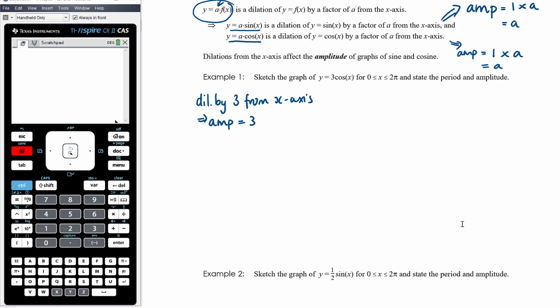Okay, we want to sketch the graph from 0 to 2 pi. Okay, so here we've seen we've got no period change. So the period is unchanged and therefore it is 2 pi. So we still need to think about that even though it's not changed. So the period is 2 pi. We're drawing the graph from 0 to 2 pi, so we're going to see one complete period. Okay, state the period and amplitude. We've done that in thinking about what the graph's going to look like. So 0 to 2 pi.